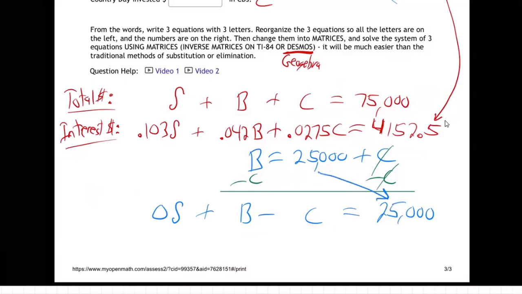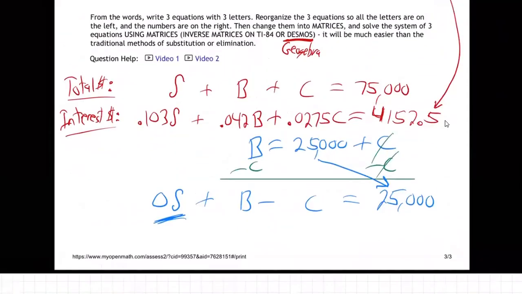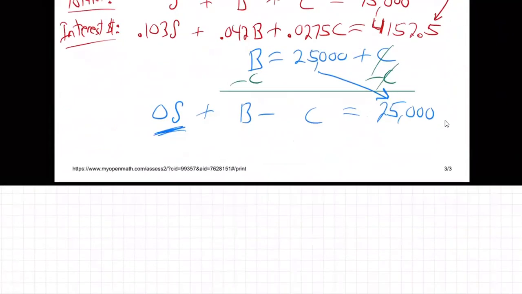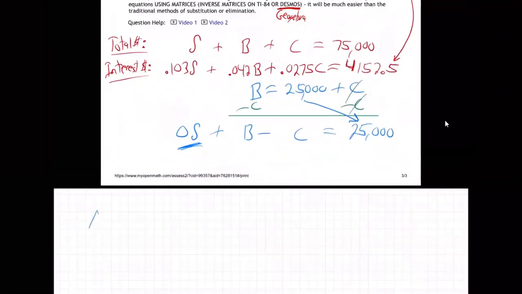That's what I meant to do. Okay, and then there's no S, so I'm just going to write 0S. Why am I writing 0S? Well, that helps me now to go ahead and say, okay, so matrix A, the left side is what? What numbers are really there?